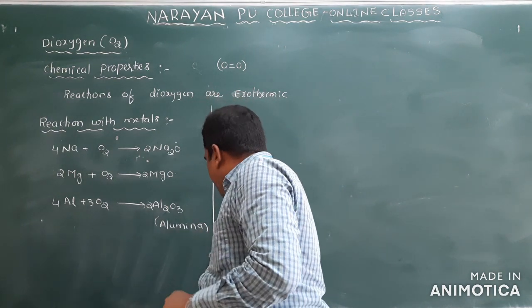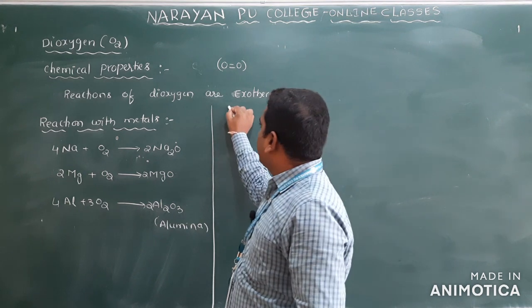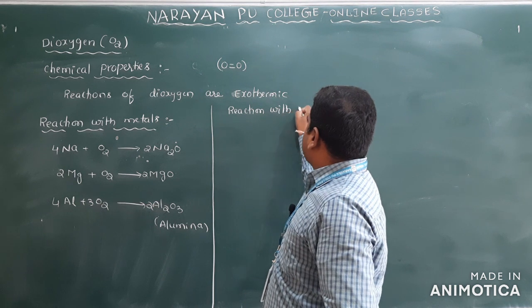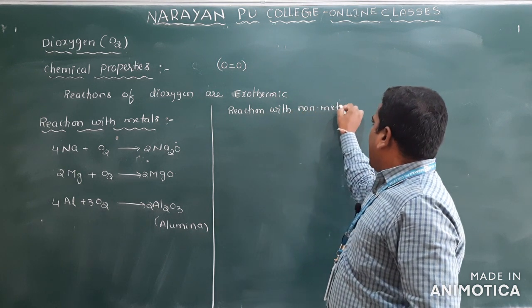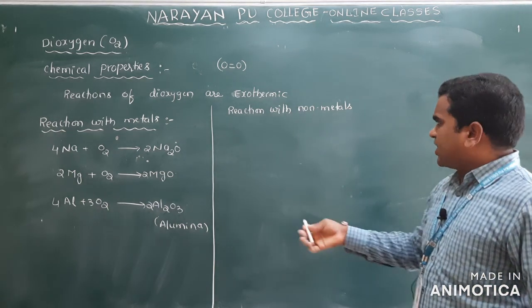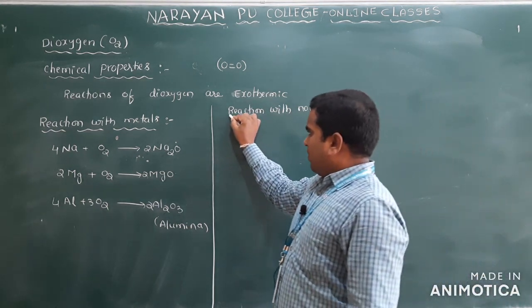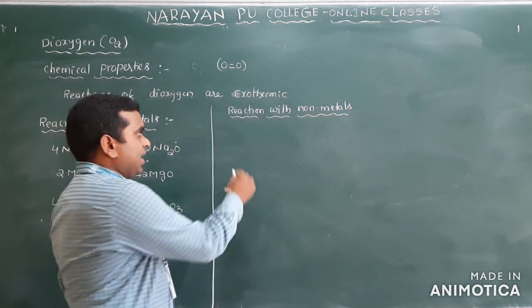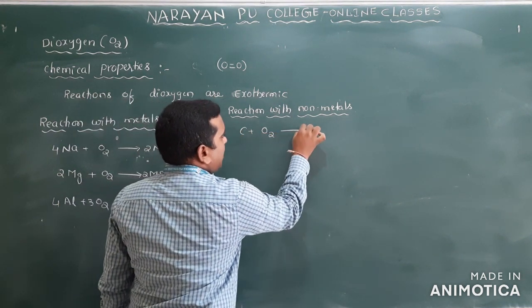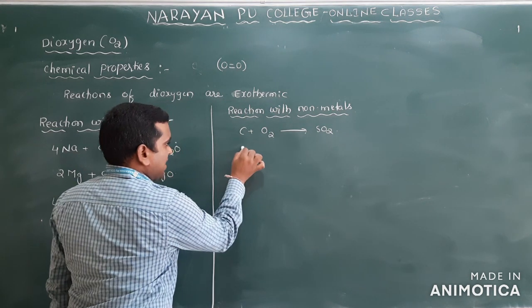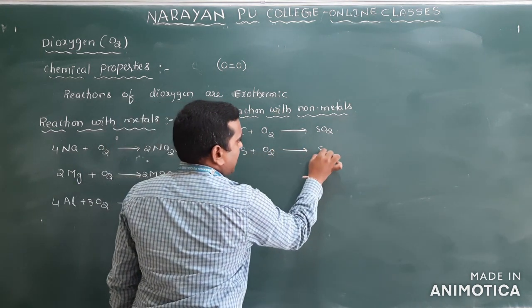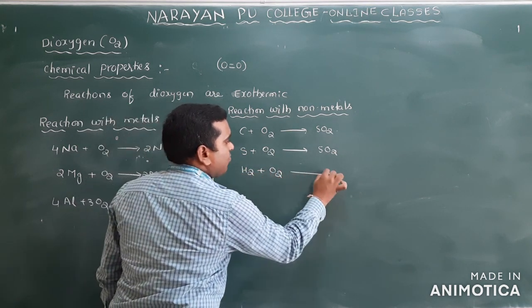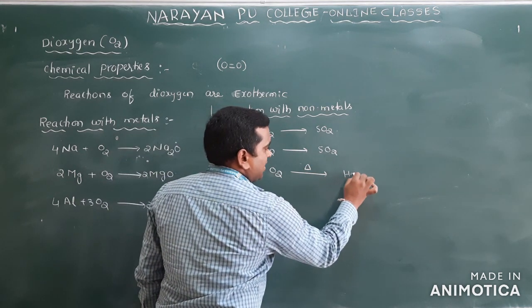In the same way, reaction with non-metals. So next one is reaction with non-metals. Non-metals are also converted into their respective oxides. Non-metal means, as you already know, carbon: carbon plus oxygen gives carbon dioxide. Sulfur plus oxygen gives sulfur dioxide. And if I take H2 plus O2 at very high temperature, you will get H2O.